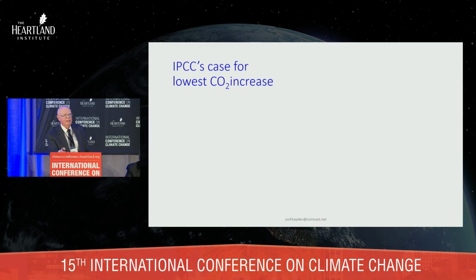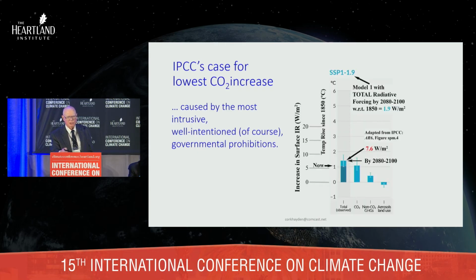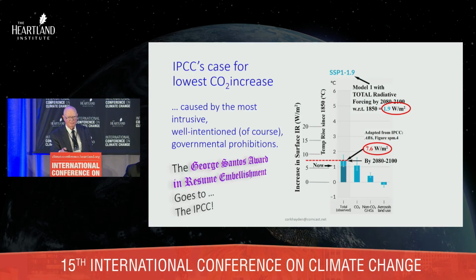Okay, now we're going to take number 1 of those charts, the one way over on the left. It's the lowest CO2 increase caused by the most intrusive, well-intentioned, of course, governmental prohibitions. And here it is. Model 1-1.9. 1.9 watt per square meter additional blocking and 7.6 watts per square meter increase in surface radiation. It ain't gonna happen. They get the George Santos Award in resume embellishment.